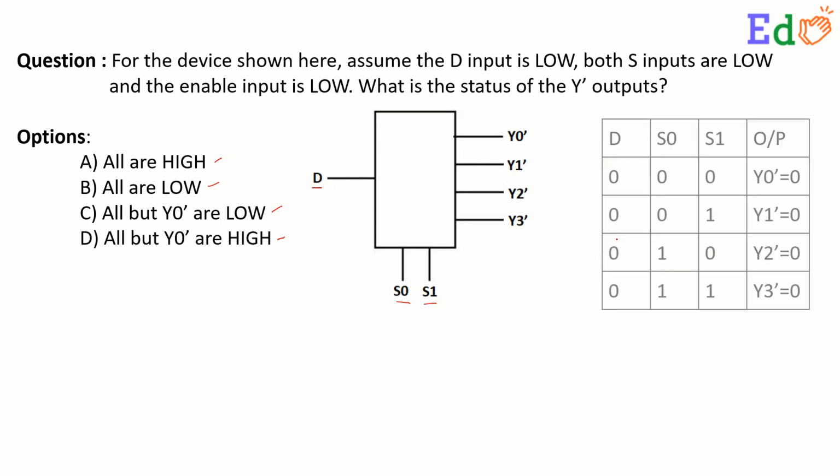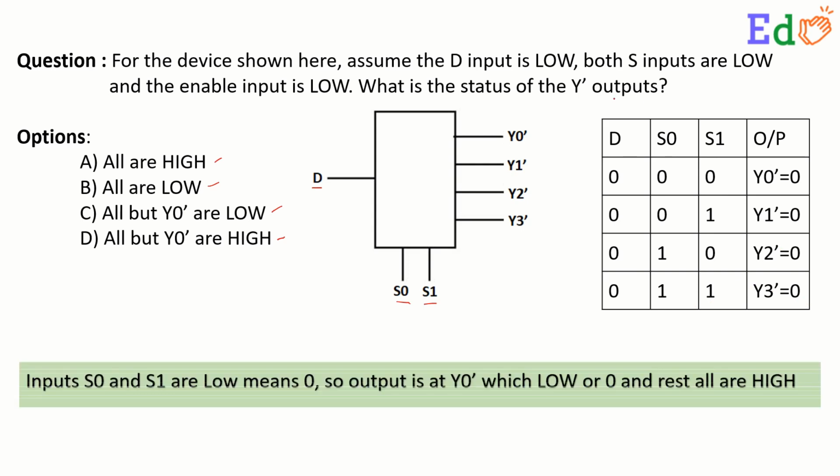So we find a truth table where D is 0 only and D equal to 1 is not considered because the question shows it is D input is low. So S0, S1 combinations, all the combinations are shown here. For 0, 0, it is Y0 bar which is 0. For 0, 1, Y1 bar is 0. For 1, 0, it is Y2 bar which is 0. And for 1, 1, Y3 bar is 0.